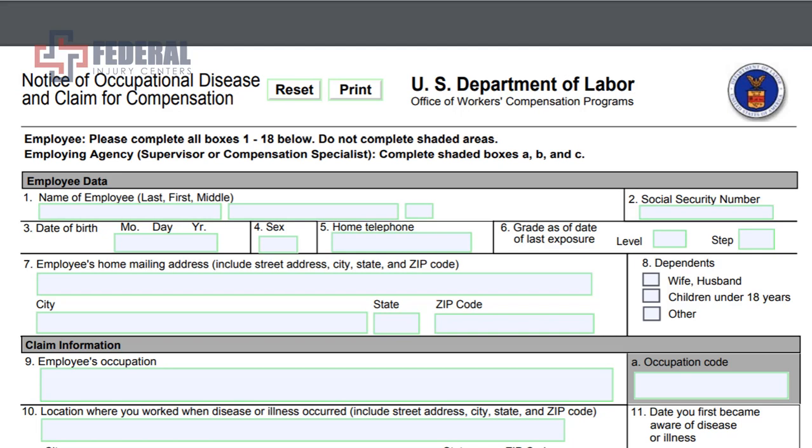However, if you do not know your level and step, not a big deal. It's not 100% necessary in order to get the ball rolling. It's much better to go ahead and get this form submitted because at a later date, you'll be able to enter this information on another form.